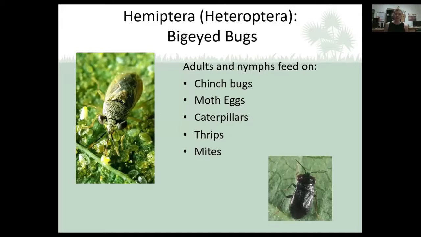The big-eyed bugs, they're a heteropteran, a true bug, are also predators. They feed on chinch bugs, which are a big problem in Florida, I hear, moth eggs, caterpillars, thrips, and mites.